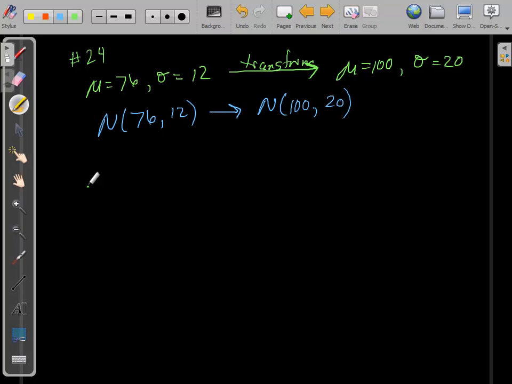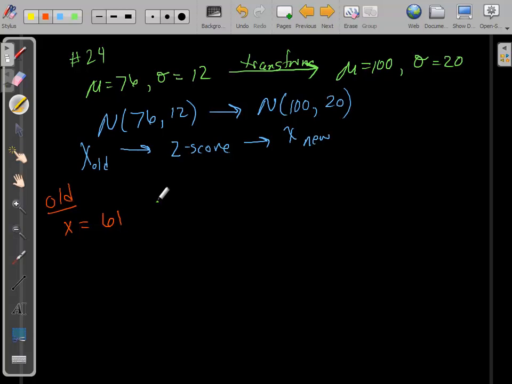Okay, and the way we're going to do this is we're going to take our x value coming from the old distribution, first convert it into a z-score, and then convert that back into the new x value. So let's first look at an old score of, let's say, 61. What we want to do is find its new value in the new distribution. So let's find the z-score for 61 under the old parameters of 76 and 12, and then take that z-score and change it into a new observation with the new parameters 100 and 20. And so we're going to start like this.